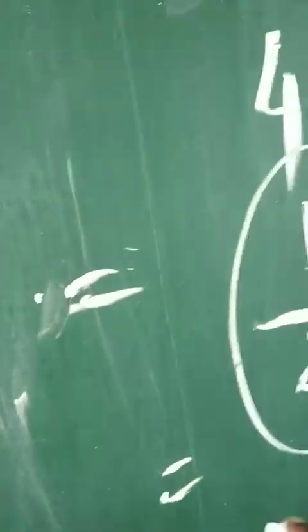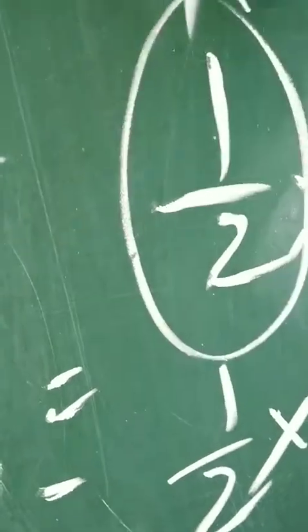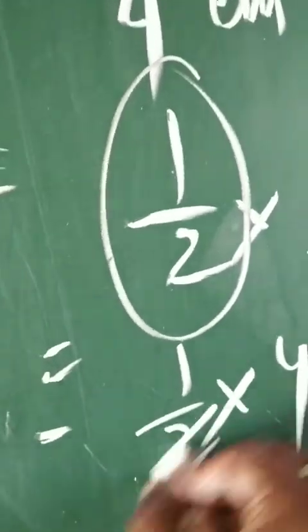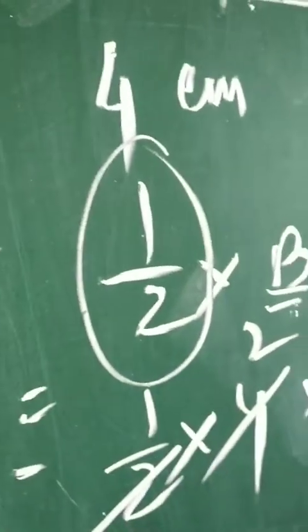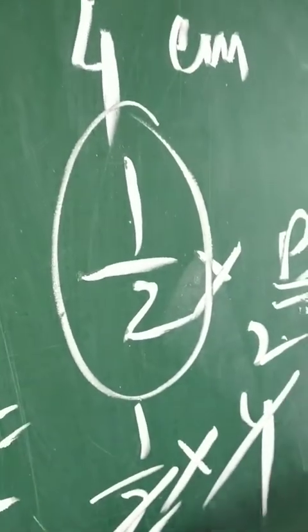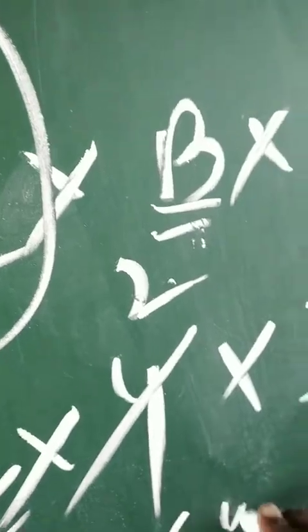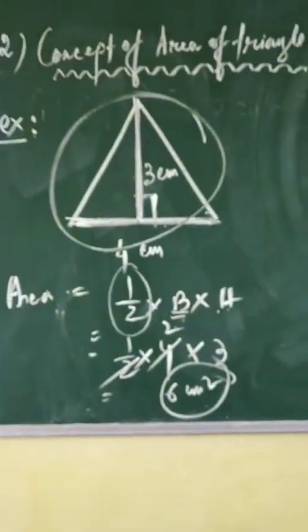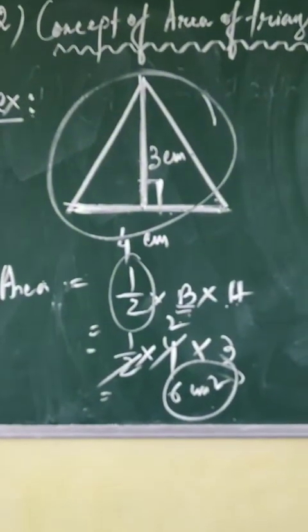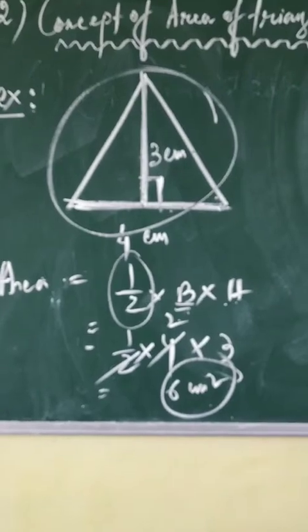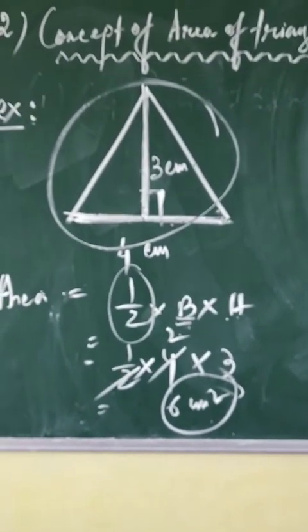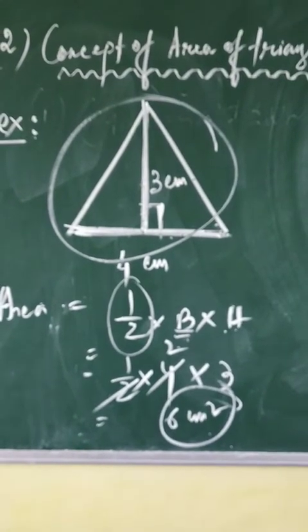So this is what I'm going to do right now. Half into base 4, height 3. 2 2s are 4. I'm just cancelling it out by 2. 2 2s are 4. 3 2s are 6 centimeters square. This is the area of this triangle. Children, this is how we have to find the area of a triangle. More questions are given in the exercise. I'll be expecting from you all to try out these similar questions which I've explained right now.